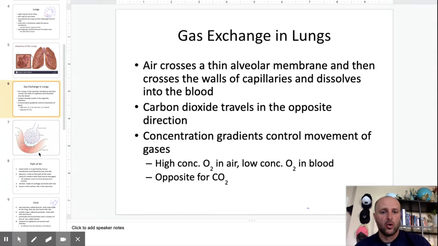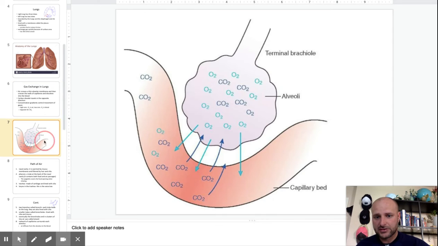Concentration gradients control the movement. Whenever your blood enters the lungs, it doesn't have very much oxygen in it, less oxygen than the air has, so the oxygen is going to naturally want to diffuse into the blood. Carbon dioxide goes the opposite way. Your blood has a whole bunch of carbon dioxide because it just picked it up from the cells, so when it gets to the lungs, it's going to want to get rid of it. This picture shows that. Notice how there's a lot of carbon dioxide in the blood and not very much in the air, so the carbon dioxide diffuses that way. There's lots of oxygen in the air, but not much in the blood, so the oxygen diffuses the other way. That's just concentration gradients.